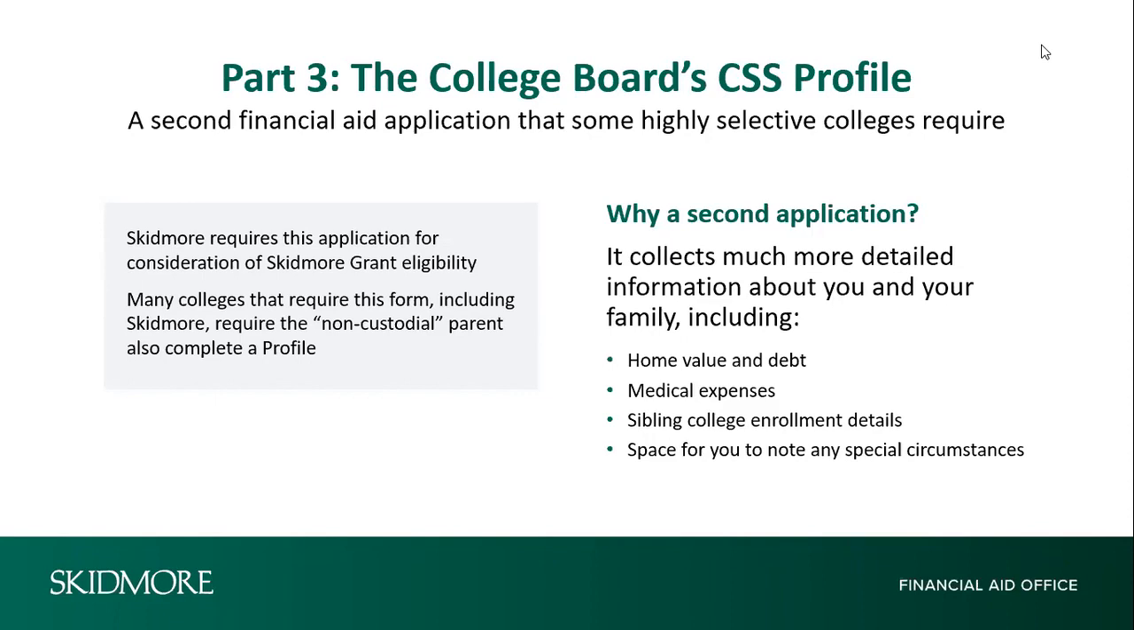Some of those colleges, like Skidmore, also require that the non-custodial parent, the parent with whom the student does not live, also complete the CSS profile. So both parents, in the case where parents are separated or divorced, will be completing the CSS profile independently with the student's information, have that sent to Skidmore, and we don't combine your data, but we attach that to the student's record so that we can review what both parents have available to assist the student with their educational expenses.